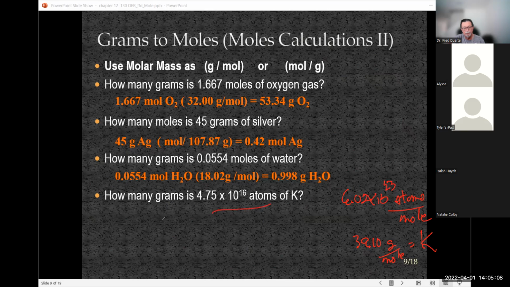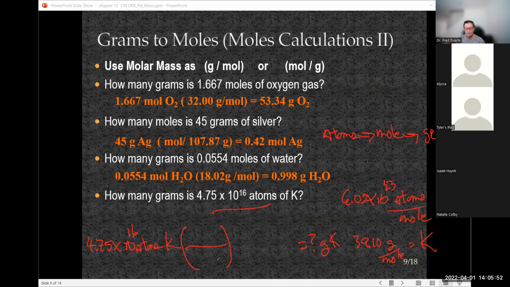All right, so let's write down what we're given. We got 4.75 times 10 to the 16 atoms of potassium. And we need to get to grams of potassium. So we're going to need two conversion factors here. Remember I wrote earlier, I got atoms to moles to grams. I got to get to moles, okay? That's my universal unit for going from apples to oranges. I got to get to moles.